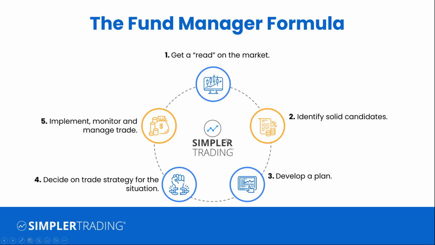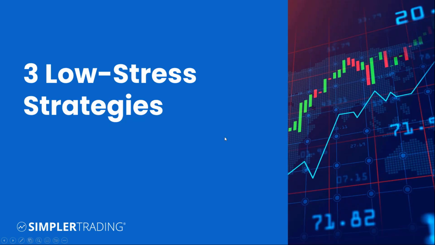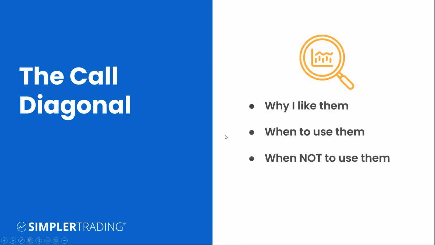So what are the strategies? I'll go ahead and show you that I like the call diagonal. I've had great luck with it. I was going to say this is my number 1 strategy, but it's hard to put them in order 1, 2, 3. This is just a very good strategy that I like to use. If you've never used a call diagonal, don't let the name scare you. They work very well. I'm not going to go into why I like them, when to use them and when not to, but that's the strategy.